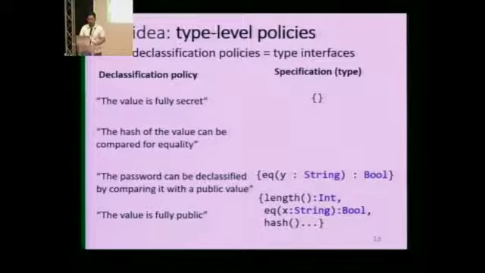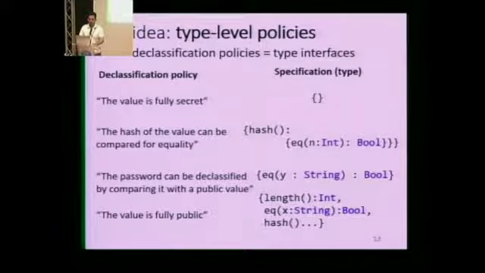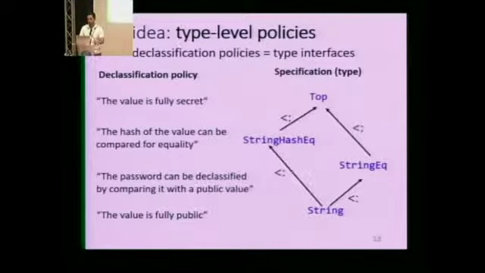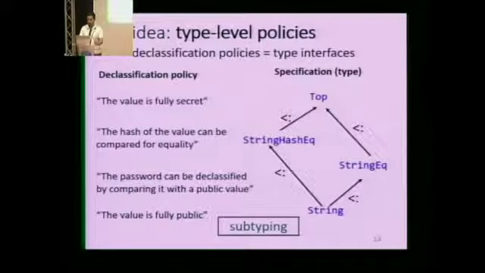For example, we can express the password policy using an interface that defines an equal method, which authorizes the use of the equality comparison that is implemented in the underlying object. And also, we can express progressive declassification by nesting methods and type interfaces. The nice thing about these types is that they are in a well-known lattice, which is subtyping, and in most cases it is easy to reason about subtyping.